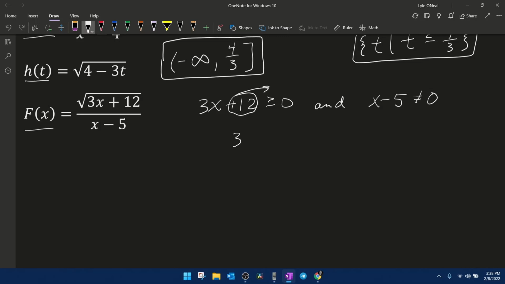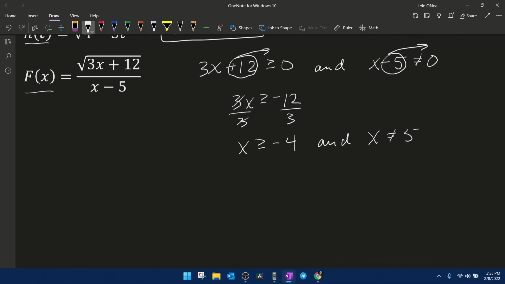inequality, we're going to have 3x greater than or equal to negative 12, and divide both sides by 3. x must be greater than or equal to negative 4. But x can also not equal 5. So let's look at that on a number line real quick.